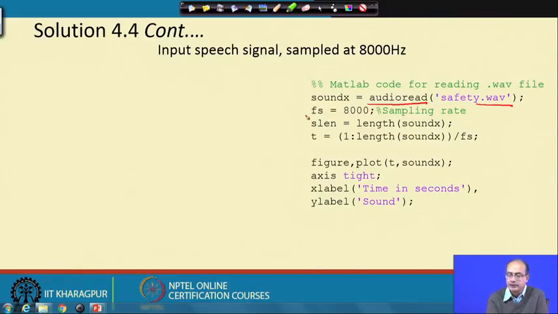Then we note the sampling frequency, that is 8 kilohertz. We take the number of samples present, given by the length of the sound signal, and we create the time index out of it, and we plot. The axis type makes sure that there is no gap, that we do not leave much space above and below, and we just give the x and y labels here. With that we get the output.